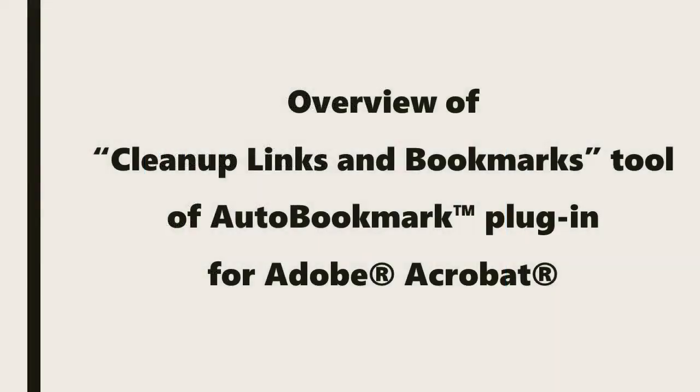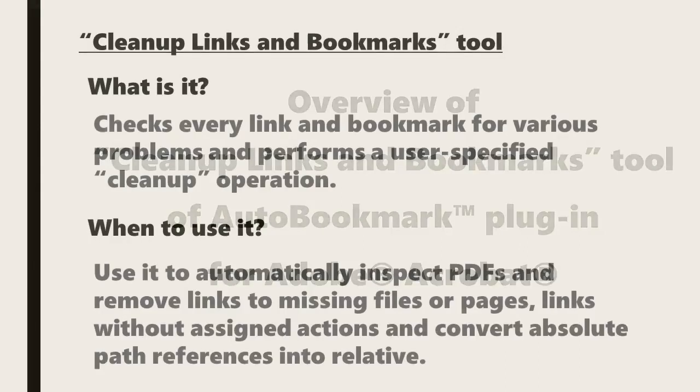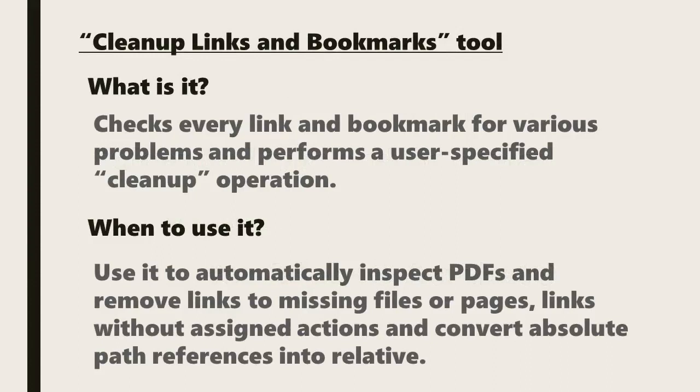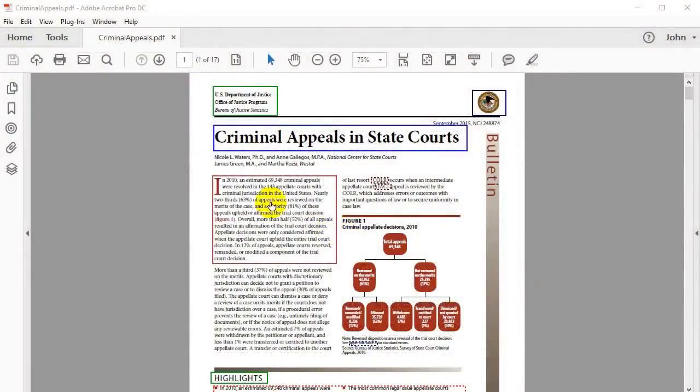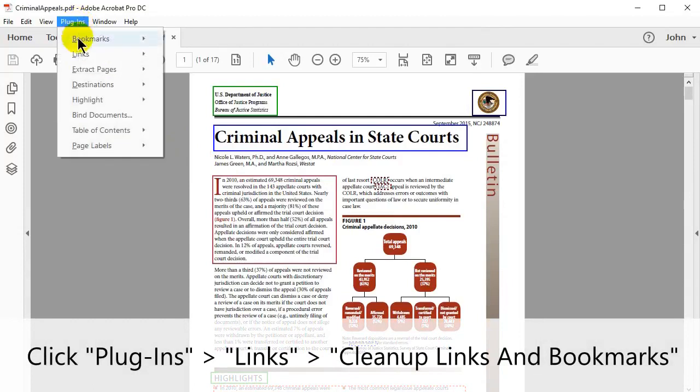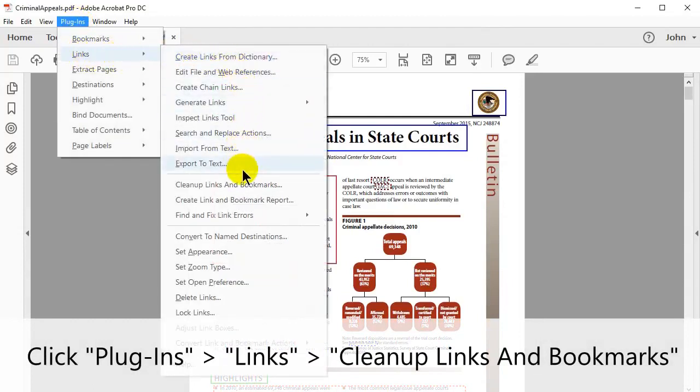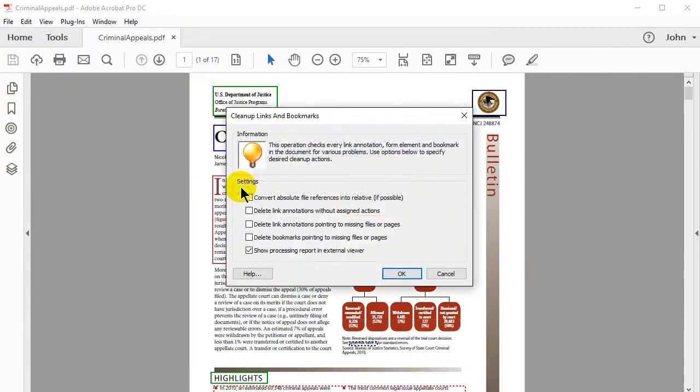Now we'll look at an overview for the Clean Up Links and Bookmarks tool in the AutoBookmark plugin for Adobe Acrobat. This tool checks every link and bookmark for various problems and performs a user-specified cleanup operation. You would use it to automatically inspect PDFs and remove links to missing files or pages, links without assigned actions, and convert absolute path references into relative. To use the tool, head to Plugins in the upper menu, click Links, and then Clean Up Links and Bookmarks.